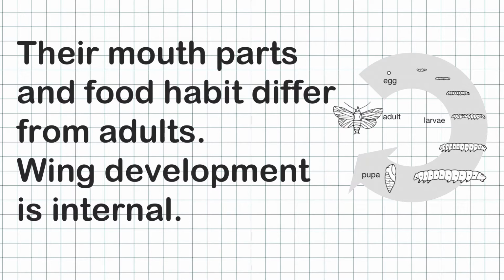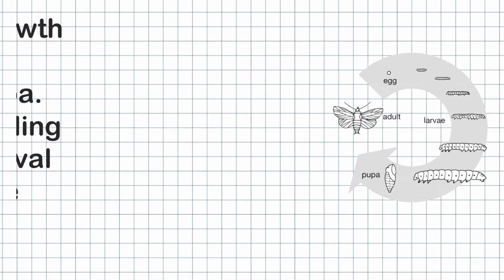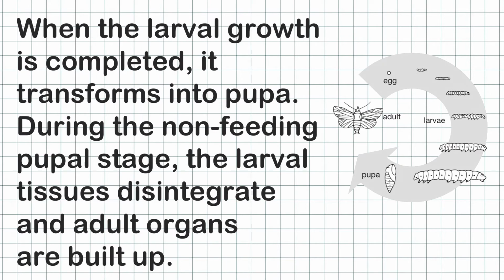Their mouth parts and food habits differ from adults. Wing development is internal. When the larval growth is completed, it forms into a pupa. During the non-feeding pupal stage, the larval tissues disintegrate and adult organs are built up.